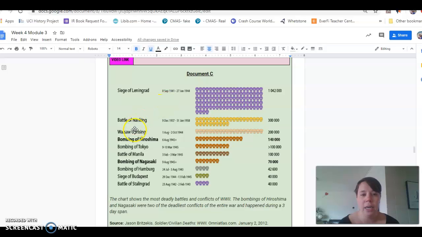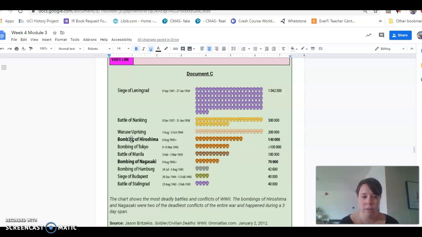The Battle of Nanking, so the taking back of the city of Nanjing from the Japanese by the Chinese. Again, like just over a year. Nope, just kidding. Just over a month and a half. Killed 300,000 people. The Warsaw Uprising, so that was in Warsaw, Poland. Over 3 months, killed 200,000.